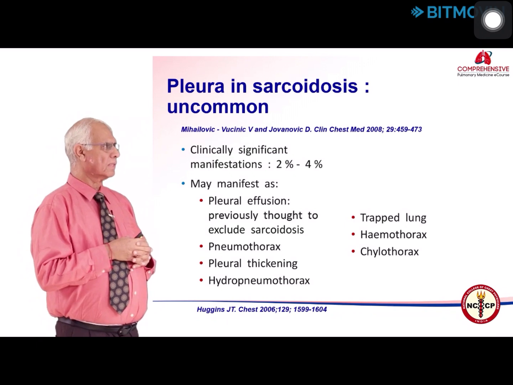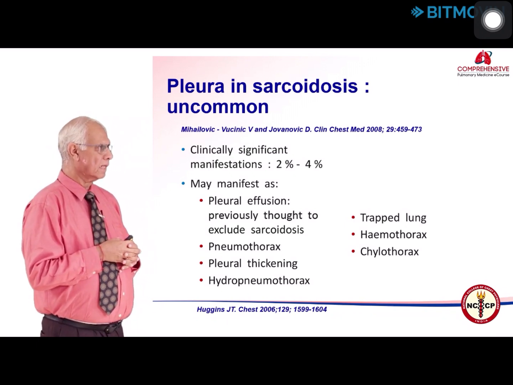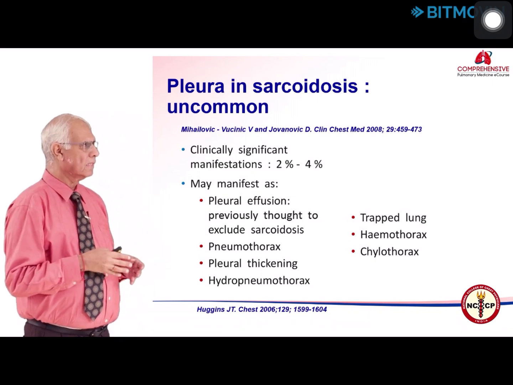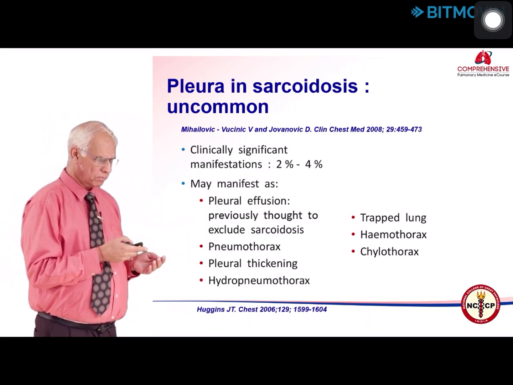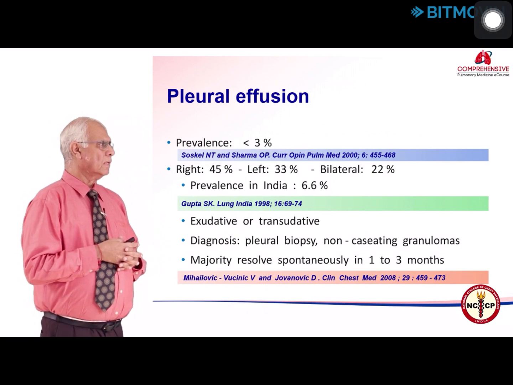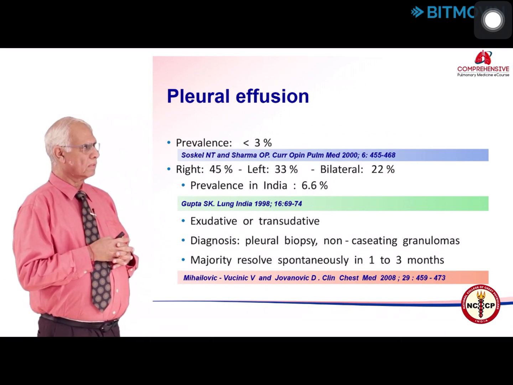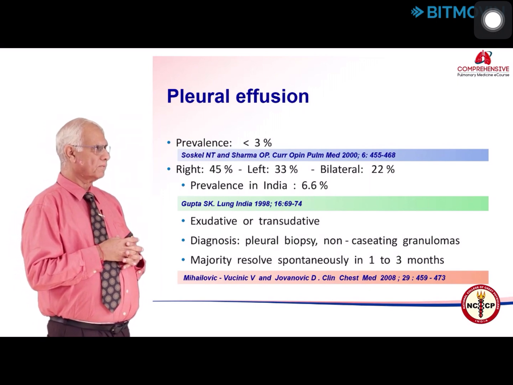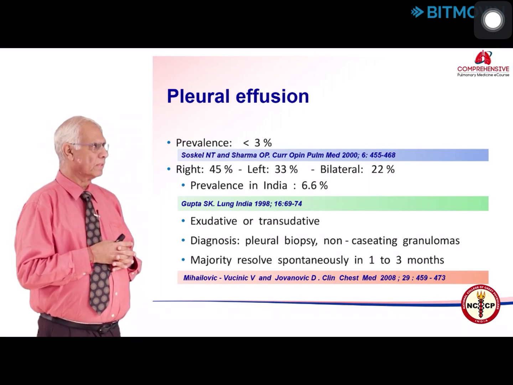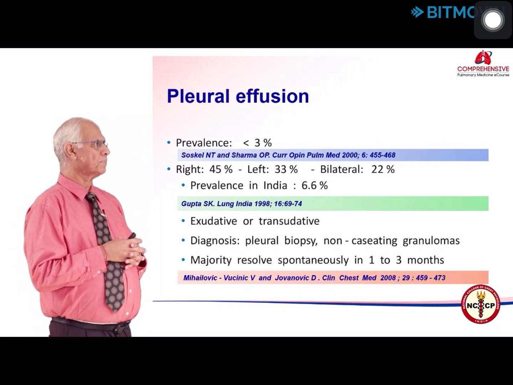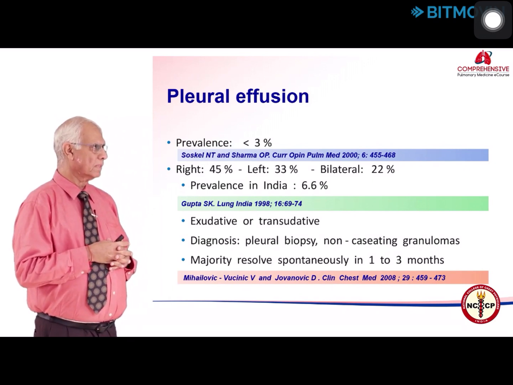You can get pneumothorax, you can get pleural thickening, hydropneumothorax, trapped lung, hemothorax, and chylothorax. In other words, you can get the entire gamut of pleural involvement. The prevalence is thought to be less than 3%. For some reason, more common on the right side than the left side, and bilaterally it can occur in 22% of the subjects. Dr. Gupta pointed out that 6.6% of the patients in India had pleural involvement.